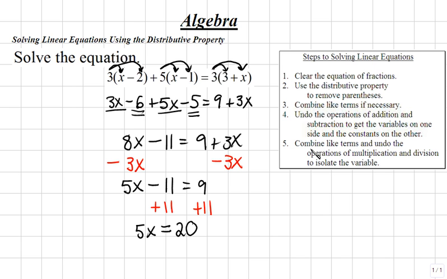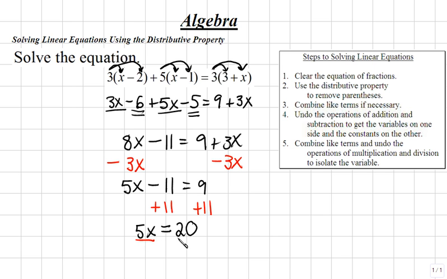Next, in our last step, we'll combine like terms, which we've done, and undo the operations of multiplication and division to isolate the variable. Our goal is to write simply x equals, not 5 times x equals. So we need to undo the operation of multiplying. So, since we're multiplying 5 times x, to undo this, the reverse operation would be to divide.